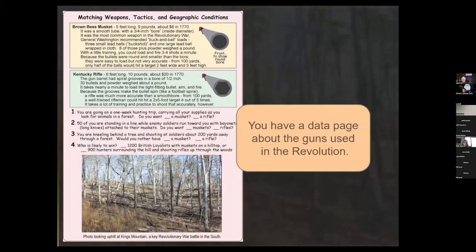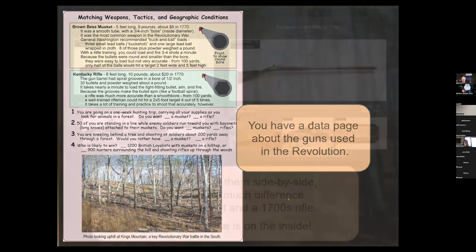So in the packet of handout materials, you've got a data page about the guns that were used in the Revolution. And there were basically two major kinds of them. And the activity here is, if you're going to go hunting, which one do you want? If you're standing in line, which one do you want? If you're kneeling, and so on.